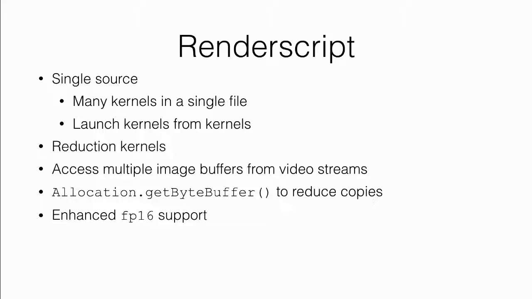You have access to multiple images. We added allocation.getByteBuffer, which is going to help you reduce the number of allocations that happen when you run a RenderScript kernel. And finally, if you process a lot of data, we have support for 16-bit floating points, which help you cut the size of your data in half. And if the precision works for you, you should definitely look into it.